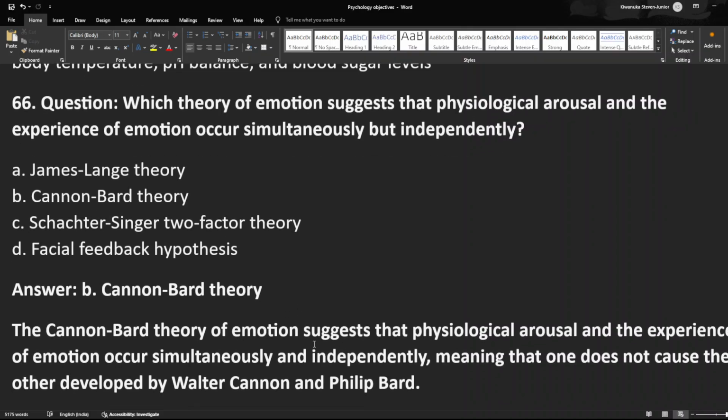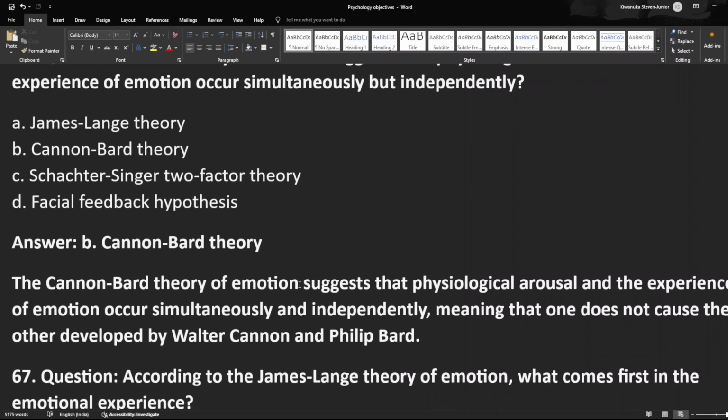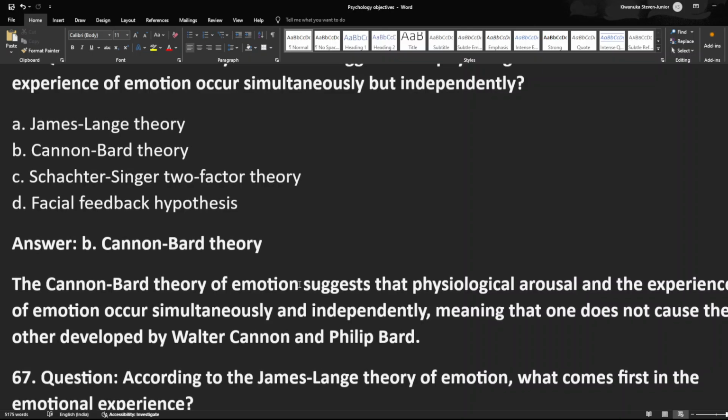So the theory was named after the people, like what we had said in past psychology: Cannon and Bard. So it was named after them.